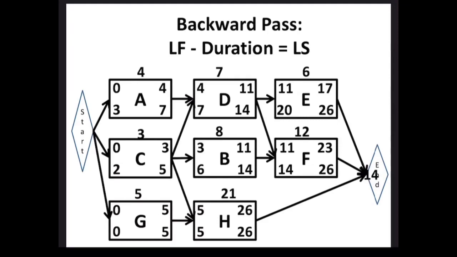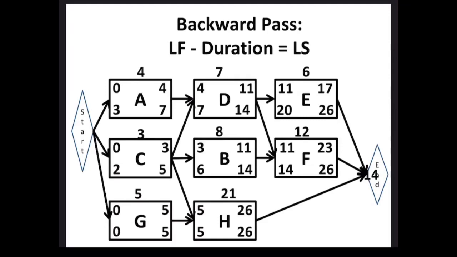So going backwards, we have a choice of taking 20 or taking 14. Which one are we going to choose, guys? 14. Why? Because the rule is: backward pass, take the smaller number. Forward pass, take the bigger number. So we're taking 14 going backwards.